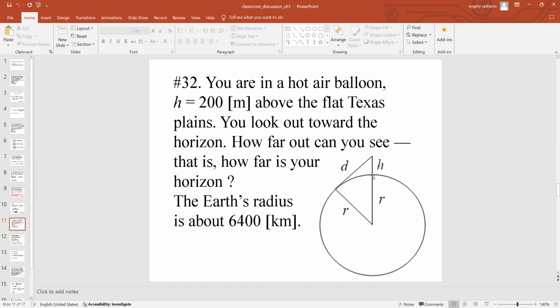So that's Texas, and you are a certain altitude above it. And you are to find this d, this distance that you can see. And there is a radius of Earth. So that's the radius of Earth, that's the radius of Earth. And you can clearly see a right triangle, which is solved by the Pythagorean theorem.